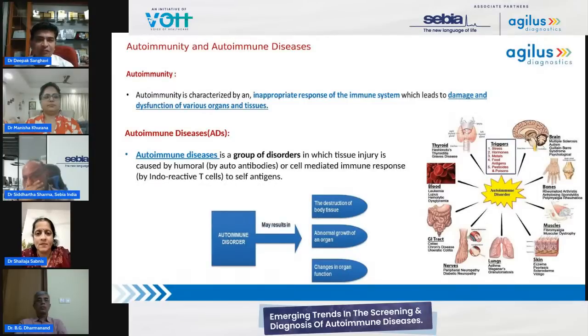Just a basic definition, we all know that autoimmunity is basically an inappropriate response of the immune system. We have to know that it involves various organs and tissues, as multiple organs are involved because of the antigens, single antigen or multiple antigens, involved in autoimmune disease. It is basically a damage or tissue injury caused by the humoral antibodies, that is autoantibodies, or cell-mediated immune response. Here we are talking about reactive T cells for self-antigens. So our own antigens are getting destroyed because of the condition, autoimmunity.